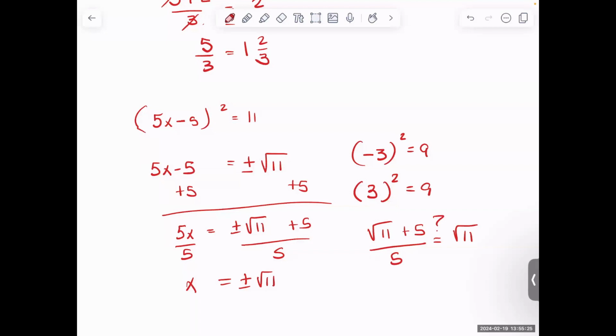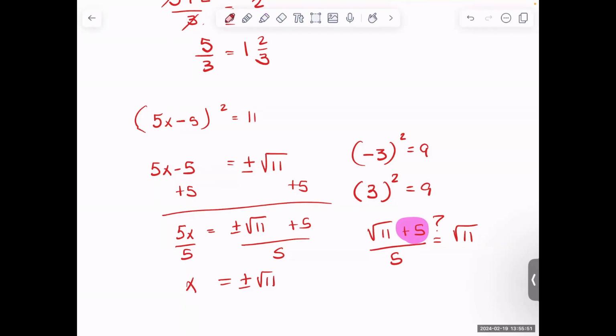You can only cancel something if it's being multiplied. The 5 right there is being added. I can't cancel it because it's a term. It's something being added. I can only cancel it if it's being multiplied. I cannot cancel it if it's being added.